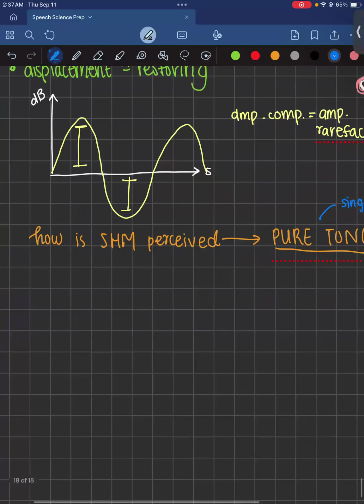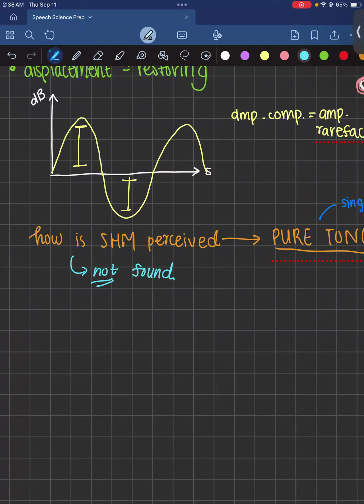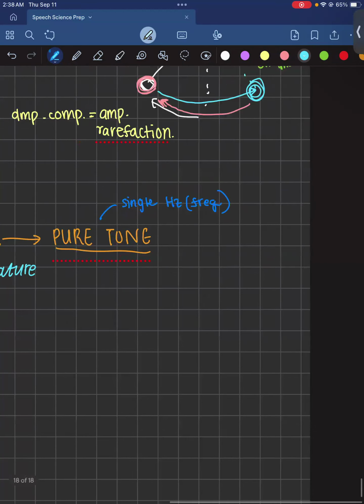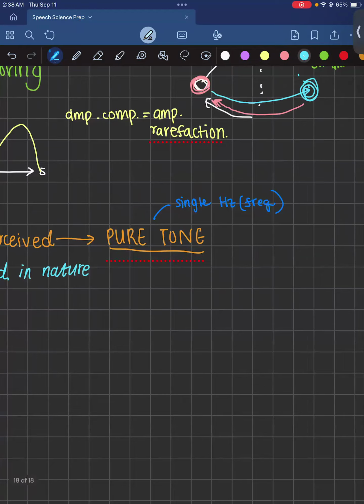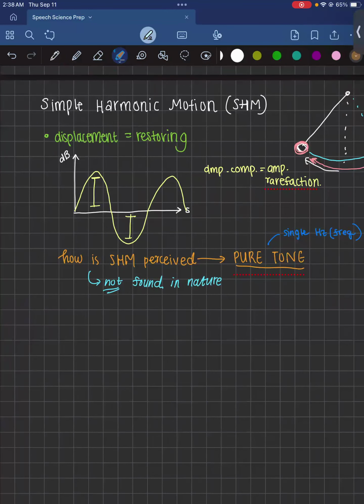And in nature, though, we really don't see this. So this is not found in nature. We'd have to artificially manufacture one of these sounds. So if pure tones or these simple tones are not found in nature, then what is found in nature? That's when we get to, as opposed to pure tones, complex tones.